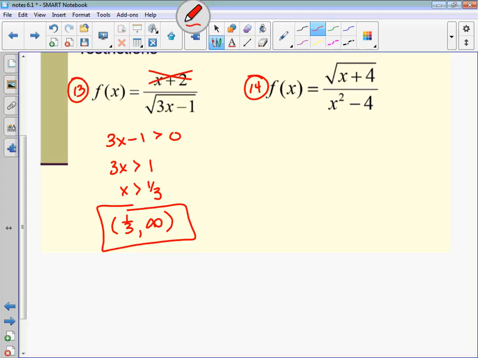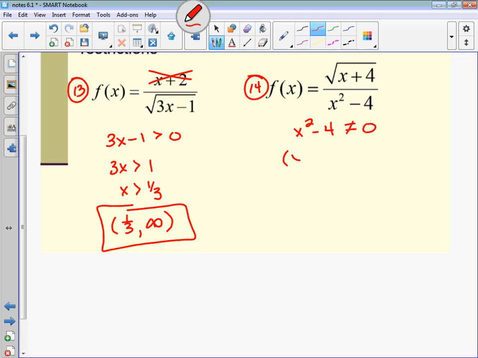All right, 14. This is as tricky as they get because you've got the radical in the numerator and then you also have the denominator to deal with. So you've got two pieces to deal with. I'm going to start with the denominator. So x squared minus 4. I don't want that to equal 0, right? That's where we would have problems. So you can factor it.